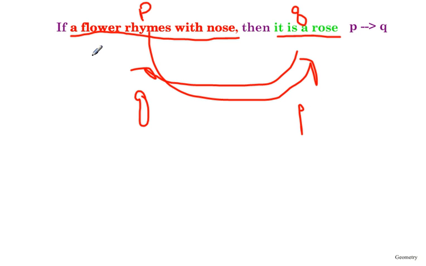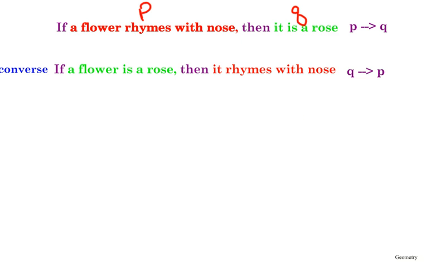So symbolically, the converse of a statement is Q arrow P, which reads if Q, then P. And in this case, it reads if a flower is a rose, then it rhymes with nose. So the converse here, if a flower is a rose, Q, then it rhymes with nose, which was our original P. So we have taken our P and Q and we have flipped them so that it reads Q P.